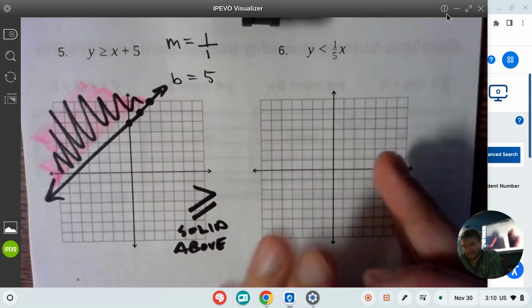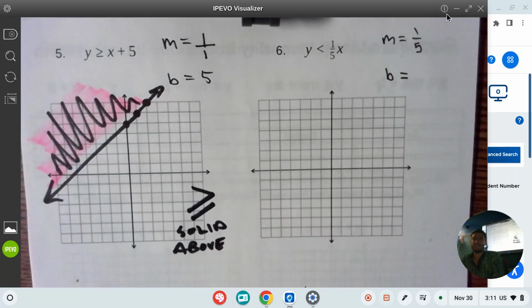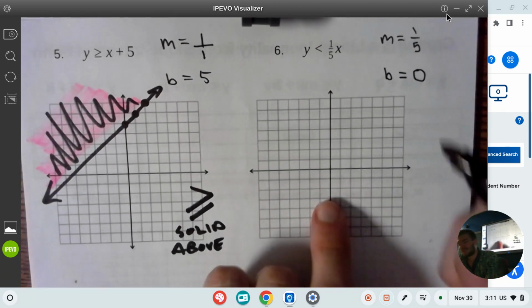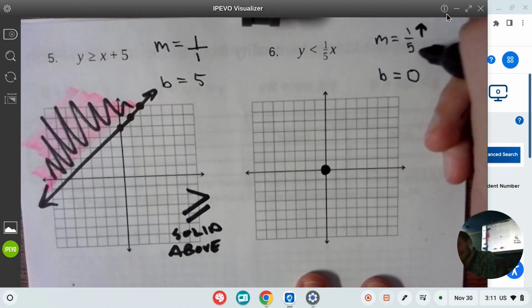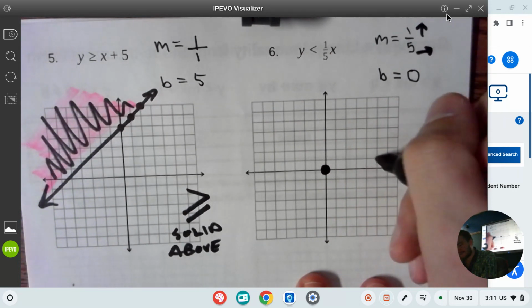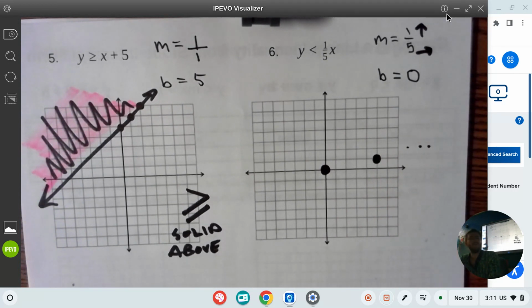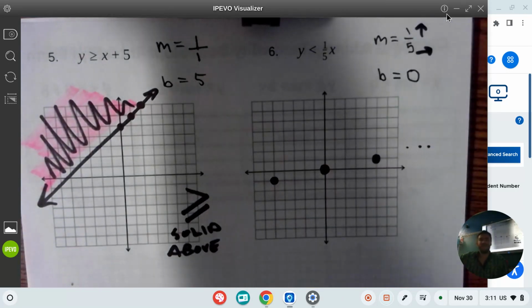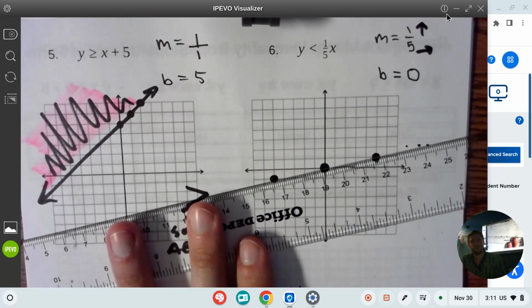If you look at number 6, I know that the M is 1/5. What is the B for 6? I don't see a B number. Nice job. No, it's a 0. Okay, so that 0 tells me to start at the origin. A little bit of a vocab word. I need to go up 1 and over 5. 1, 1, 2, 3, 4, 5. And I run out of room. 1, 1, 2, I need to go the other direction. Down 1, left 5. Whenever I do these opposite directions, I always check. Okay, it looks nice and straight.